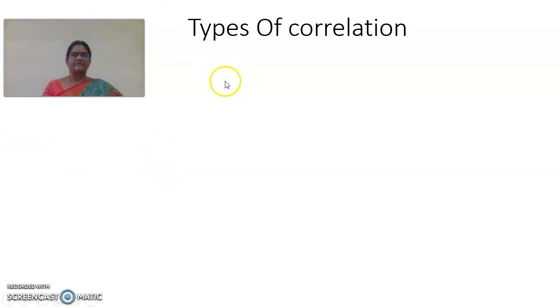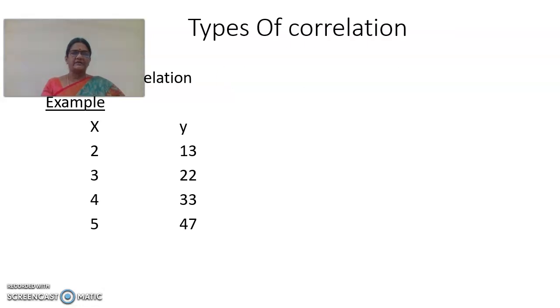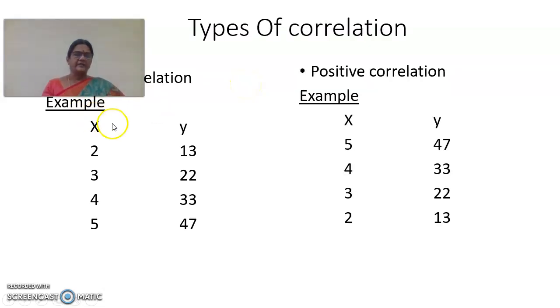Now, types of correlation. The first one is positive correlation. Let us look into the example. X values 2, 3, 4, 5. Y values are 13, 12, 33 and 47. When you look at the values, X values are increasing, Y values are also increasing. That means the change is in the same direction. Here, X values are decreasing, Y values are also decreasing. Here also the change is in the same direction. Then we can say that the correlation between these two variables is positive correlation.